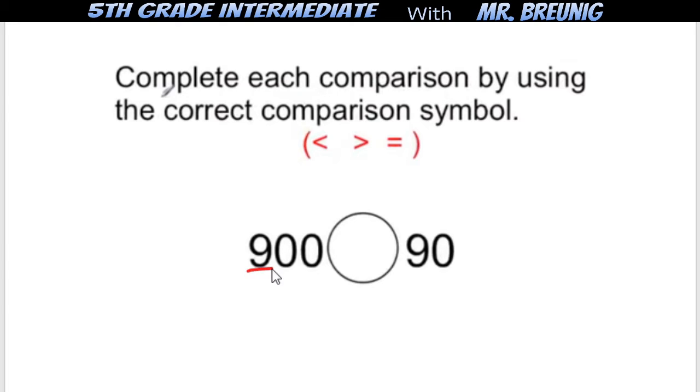I look at my 9 here and my 9 here. That doesn't help. I have a 0 here and a 0 here. That doesn't help. But hey, I have a third 0. This is 900. This is 90. 900 is definitely greater than 90.